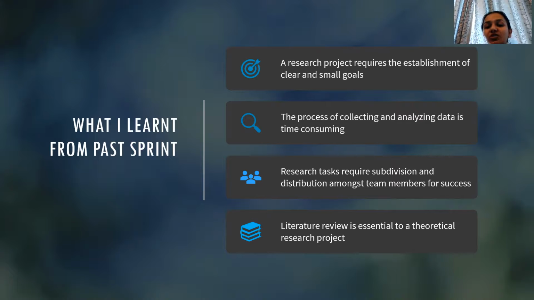The next one is that the research requires subdivision and distribution among the team members for success. The third point I have learned is that we have to distribute proper tasks among each team member so we can complete our sprint on time, or I can say we can complete our whole project on time. The last, I told you earlier that we did the literature review. This is a very important part of the research project. We do the literature review every week. So it is very important.